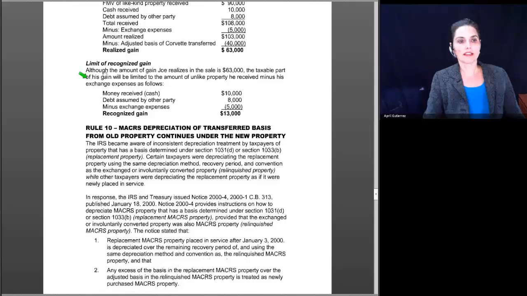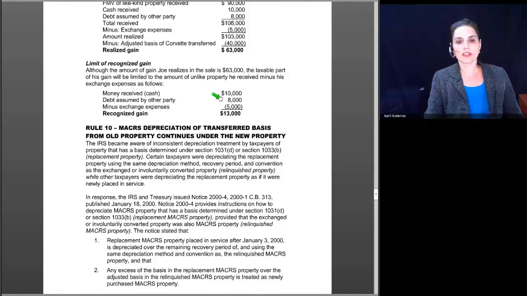Limit of the recognized gain. Although the amount of gain Joe realizes in the sale is $63,000, the taxable part of his gain will be limited to the amount of unlike property he receives, minus his exchange expenses as follows. He's going to go to the money he received, cash, debt assumed by the other party, and add those numbers together, and then he's going to subtract out his exchange expense of $5,000 to get his recognized gain of $13,000.